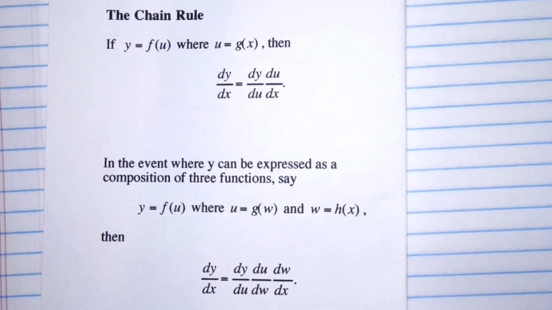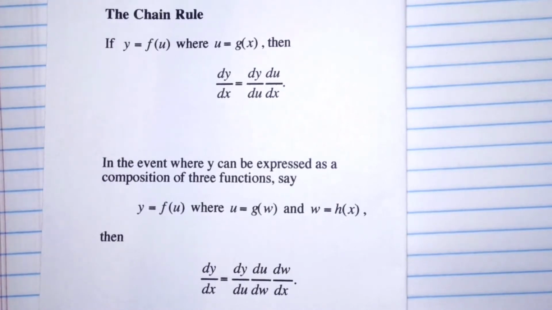We've seen that if y can be written as a function of u and u as a function of x, then dy over dx is equal to dy over du times du over dx. However, sometimes a function can be expressed as a composition of three functions or even more. But let's look at the case where y is a function of u, u is a function of w, and w is a function of x.